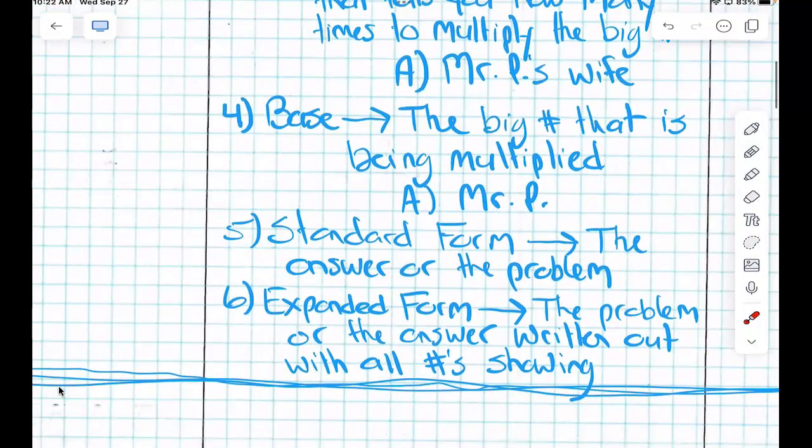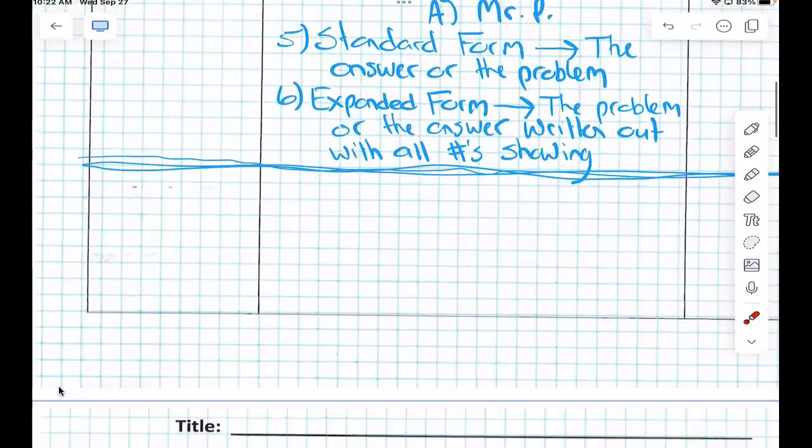Standard form. Standard form is really compact and put together, yes? And the opposite of compact and put together is expanded. All right, so we got expanded and we got standard. We'll talk a little bit more about those in a bit.